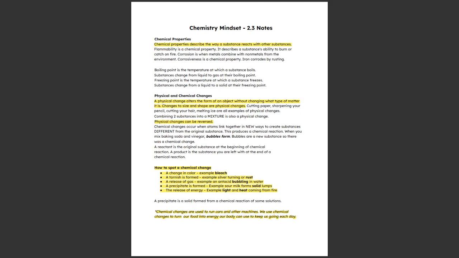A precipitate is essentially, it's down there as well, a solid formed from a chemical reaction of some solutions. Again, we'll delve a lot deeper into those later. And a release of energy, like light or heat. For example, when you burn magnesium, it lets off a very bright light. So, chemical changes are used to run cars and other machines. We use chemical changes to turn our food into energy our body can use to keep us going each day. Like we said at the beginning of this course, chemistry takes up everything, really.